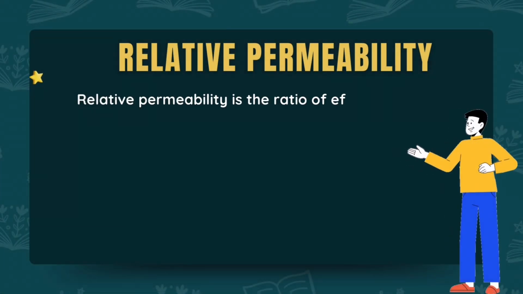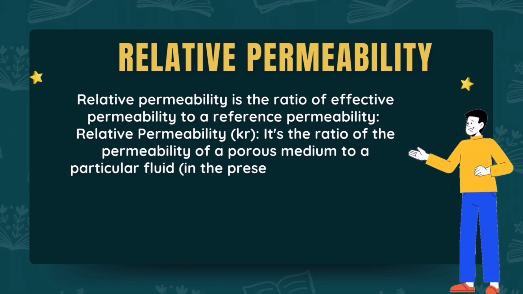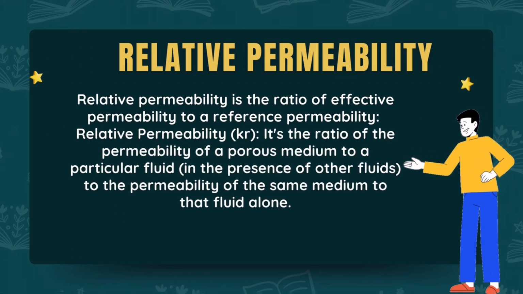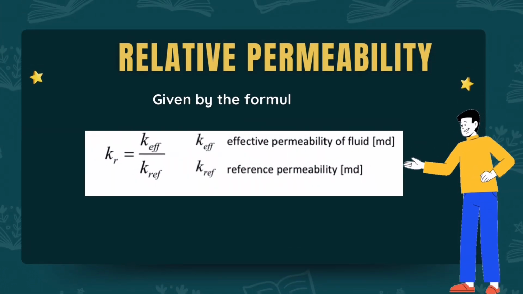Relative permeability is a ratio of effective permeability to a reference permeability. Relative permeability (Kr) is the ratio of the permeability of a porous medium to a particular fluid in the presence of other fluids to the permeability of the same medium to that fluid alone. It is given by K effective divided by K reference.